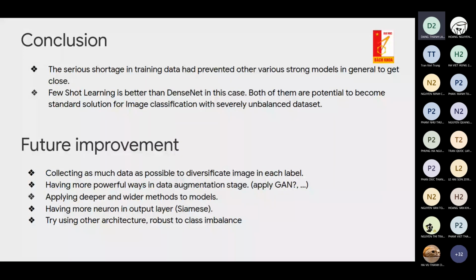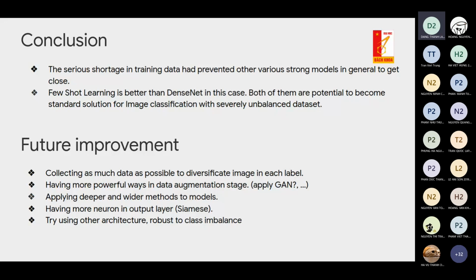So about the conclusion, the shortage of data has prevented us from achieving high accuracy and, in general, from getting close to our goal. But we have implemented a model that performs very well in few-shot learning problems, and most of the models we implemented have the potential to become our standard solution for image classification with a few-shot learning dataset.